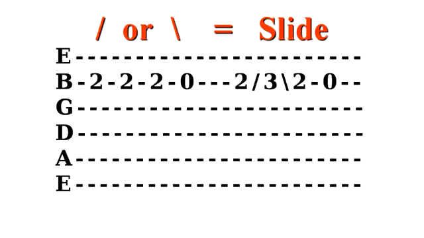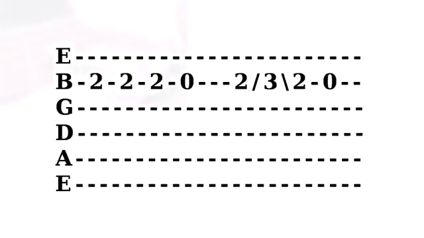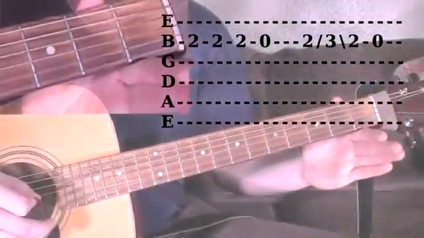In the example shown, we will slide up to the 3rd fret from the 2nd fret, and then we will slide right back down to the 2nd fret. So, just like when we hammered on and pulled off on our last example, we will hear 3 notes when we only pick the first note. Here's how this tab will sound.